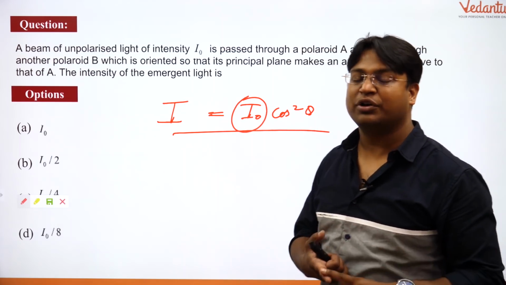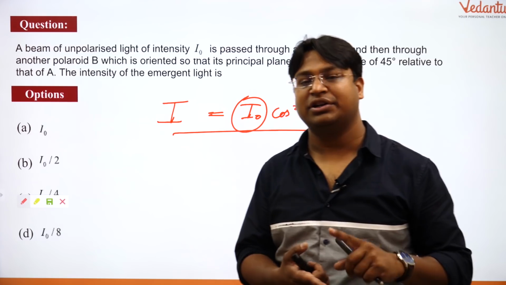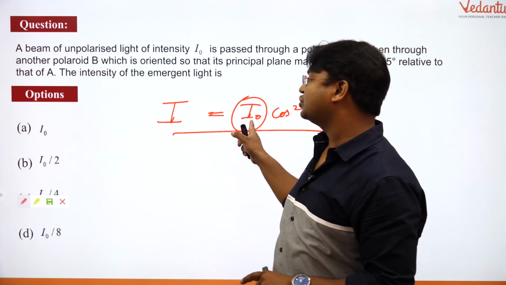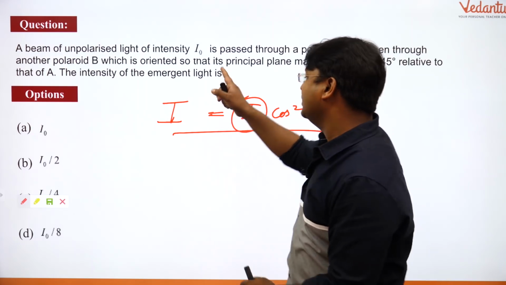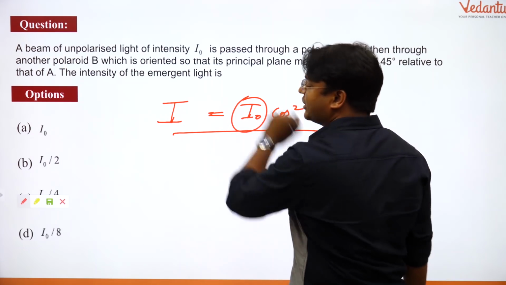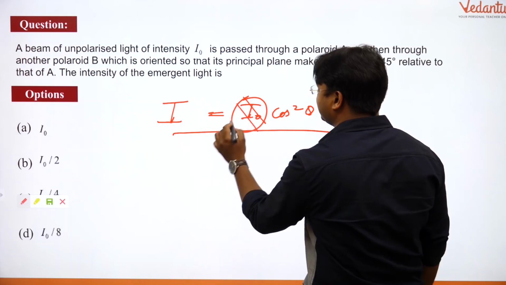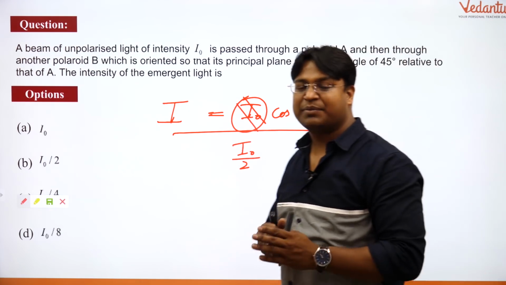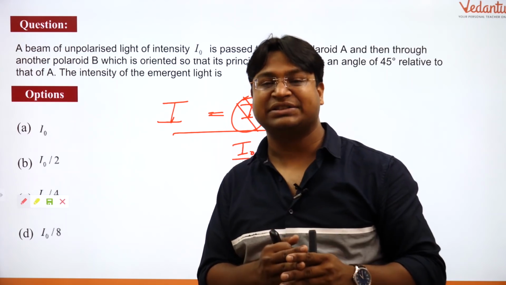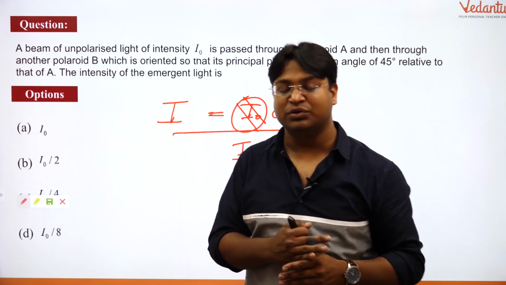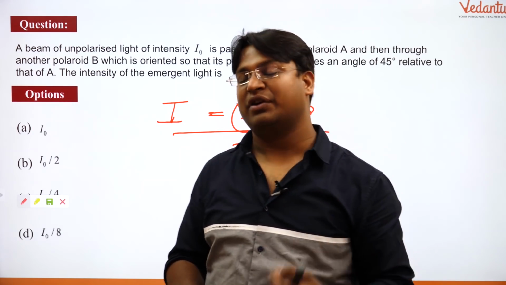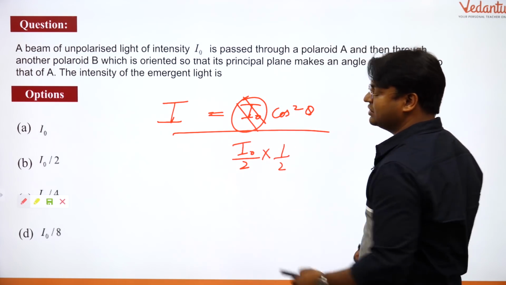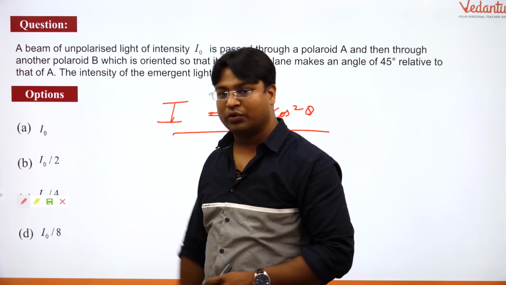So the first Polaroid always reduces the intensity to half for unpolarized light. So I naught should be half of the initial intensity. As far as this question is concerned, we should substitute I naught by 2, and in place of theta, which represents the angle between the pass axes of the two Polaroids, it has been given 45 degrees, so that makes our job very easy. Cos square theta will be this, so the answer should be I naught by 4.